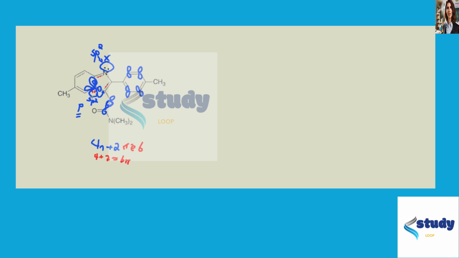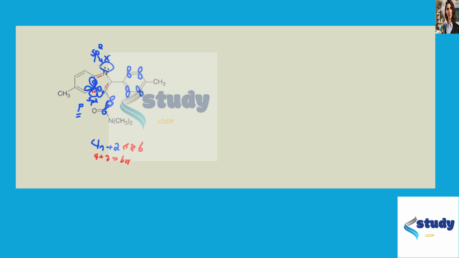Why? Because this nitrogen's lone pair electrons are in the p orbital that is going up and down, so it can delocalize within the ring. However, this lone pair of electrons on this nitrogen is in the sp2 orbital, so it cannot delocalize around the ring.